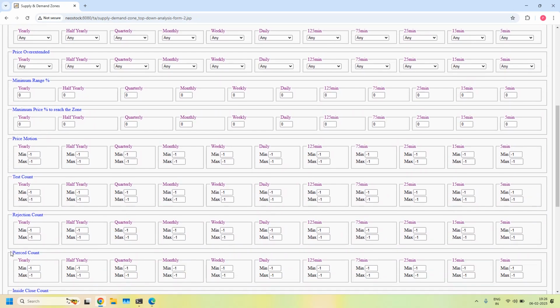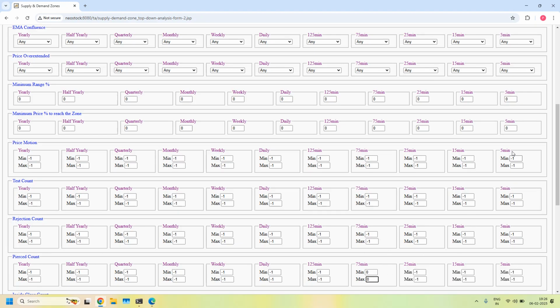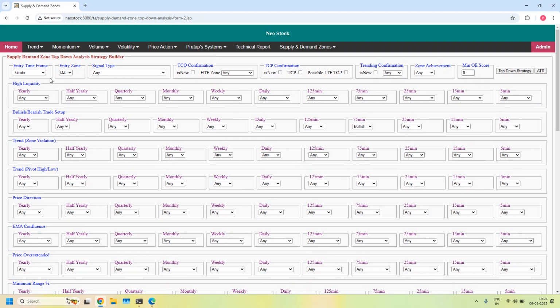So that's why in the pierced count, at 75 minutes time frame, I am setting minimum value 0, maximum value 0. That means zone is not pierced. 75 minutes demand zone is not pierced. See, whichever one you select, the filter will be applied only for that. If you select supply zone, filter will be applied to supply zone. Now I selected demand zone. So that filter is applied to demand zone.